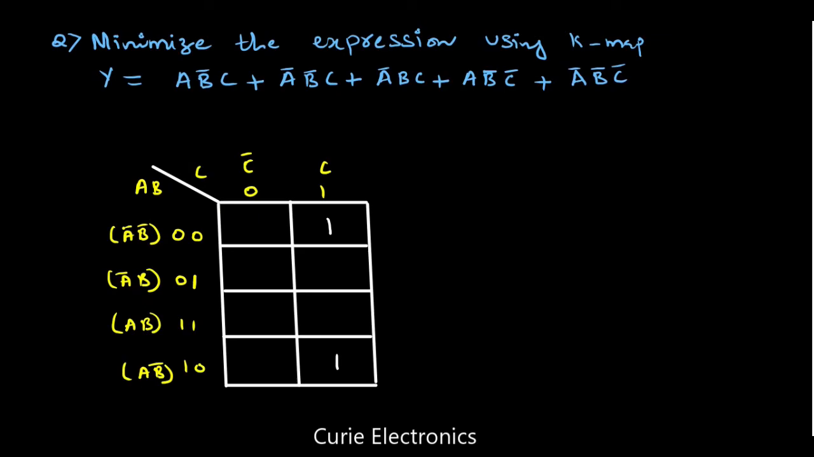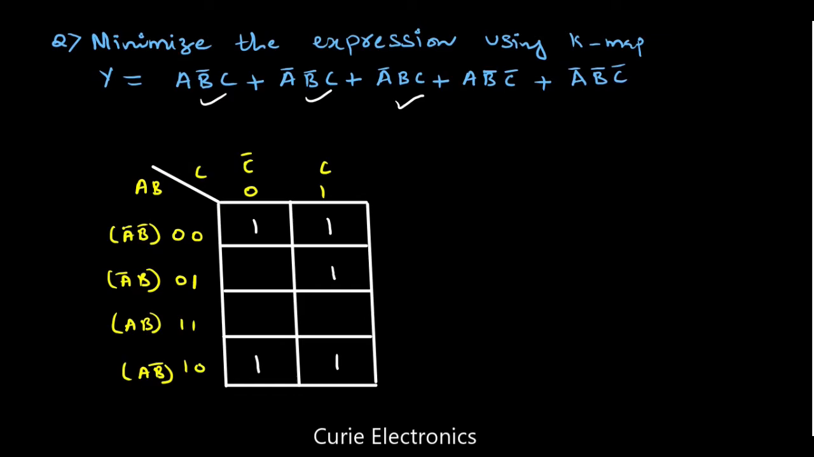Next what do we have? A bar, B, C. Second row, last column, A bar B C. So the first 3 we have completed. Next, A, B bar, C bar. Here, first. Then A bar, B bar, C bar. All are zeros. So it is here.